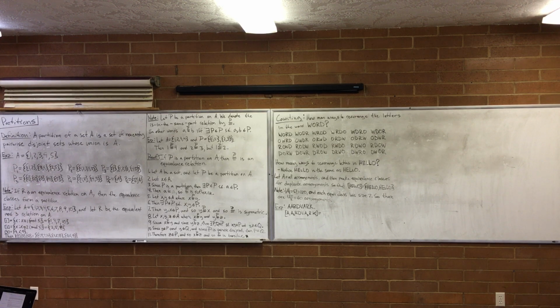Anyways, continuing. Alright, so if R is an equivalence relation on set A, then the equivalence classes form a partition. Okay? So let's look at some set A, the numbers 1 through 10, and let's look at an equivalence relation. We'll look at the is equivalent mod 3 relation on A. You remember the equivalent mod 3 relation on A?